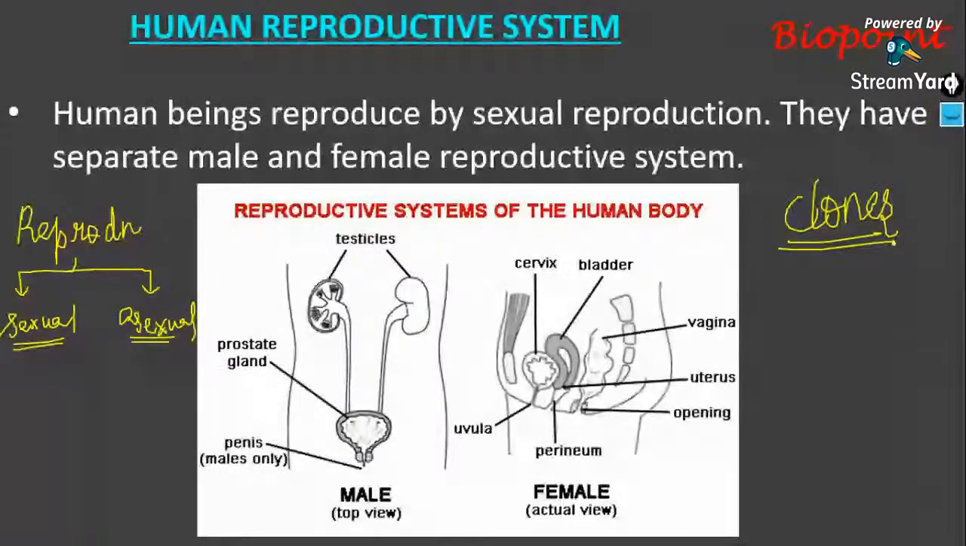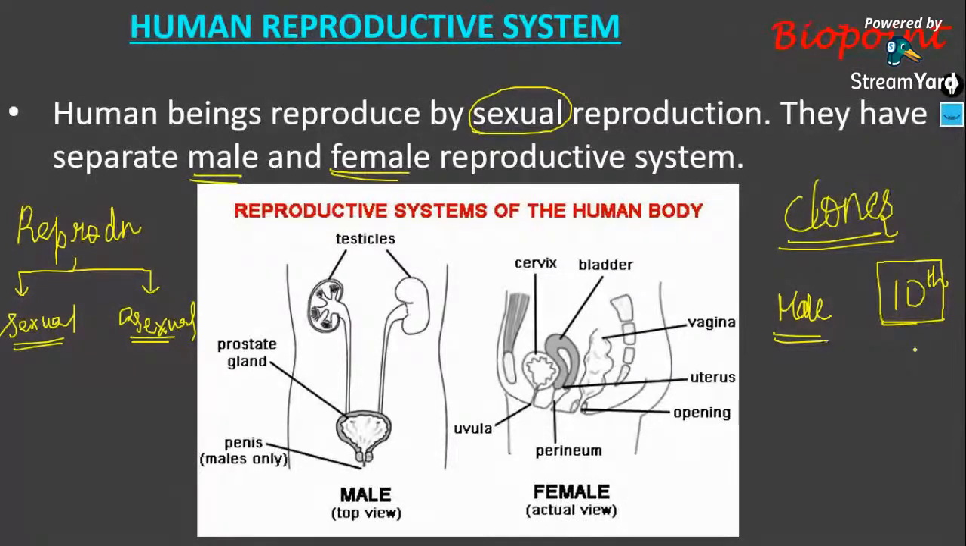So human beings mainly reproduce by sexual reproduction. They have separate male as well as female reproductive systems. Guys, comment what are the different parts of the male reproductive system. These are all basic things which you studied in class 10th, in the chapter How do Organisms Reproduce. And class 11th and 12th students studied it in the chapter Human Reproduction. Just within a fraction of a second, start commenting one by one the parts of the male reproductive system.